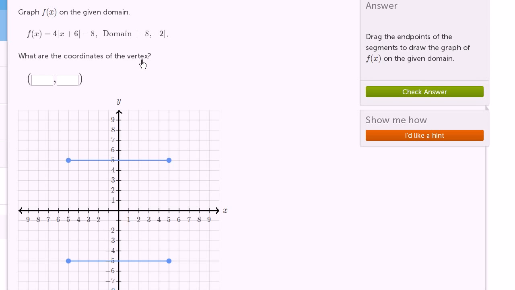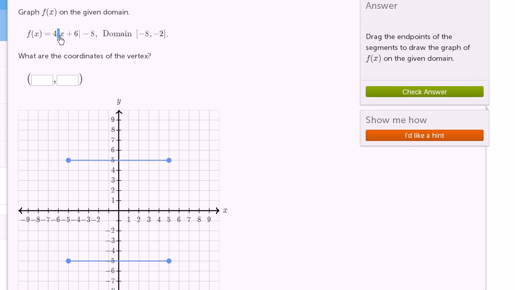The vertex, you can kind of view it as the corner of an absolute value function. And so it's either going to be the maximum point or the minimum point of the function. Now over here, let's just think about it a little bit. When would this hit a maximum or a minimum point? Well, we know that the absolute value of something is always going to be non-negative. It could be 0. That's why I'm not saying that it's always going to be positive.